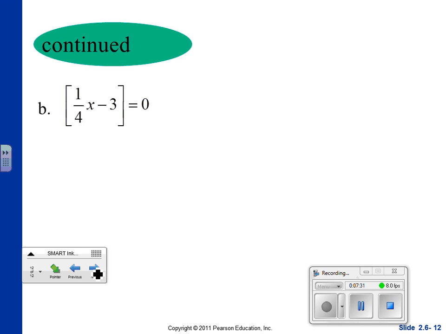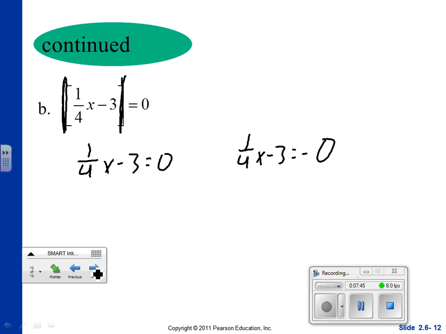This one, this is supposed to be absolute value. You could separate out into equations. 1/4 x minus 3 equals 0. And 1/4 x minus 3 equals negative 0. But isn't negative 0 and 0 the same thing? So we just throw out that extra one. When I solve both problems, I'm going to give you the same answer.